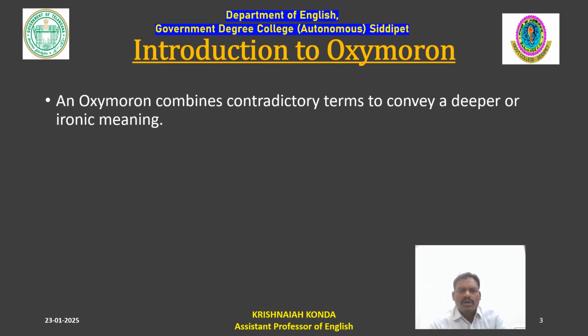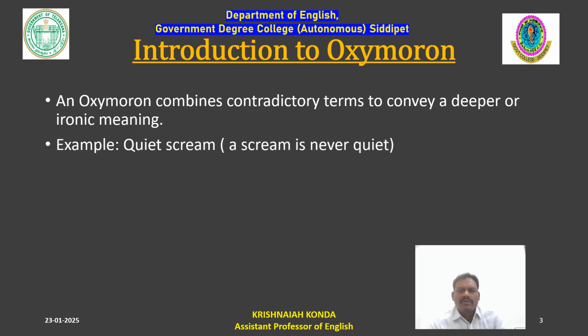An oxymoron is a figure of speech that combines two opposite or contradictory words or ideas. This creates a unique or deeper meaning. Writers use it to highlight absurdities, irony, or complex feelings. For example, quiet scream is an oxymoron because a scream is usually loud, not quiet.